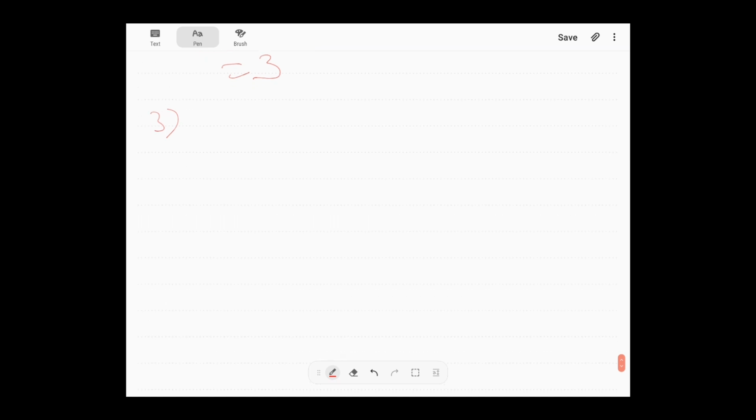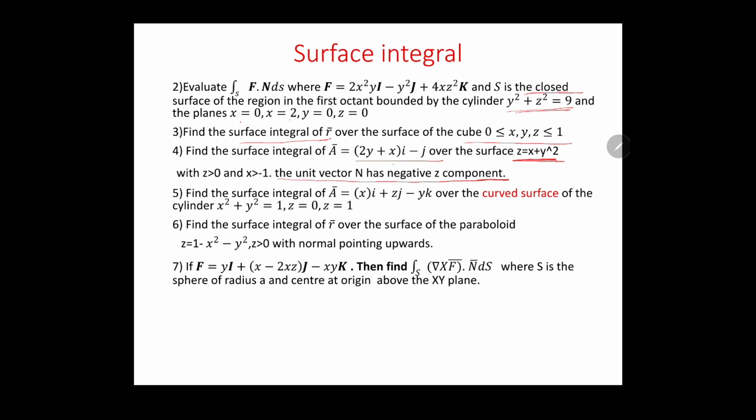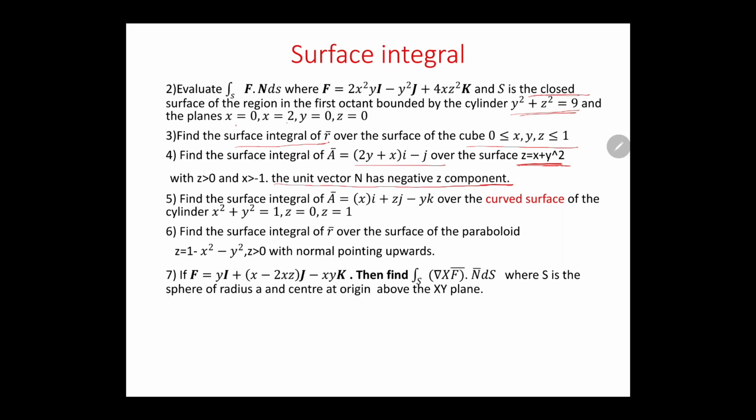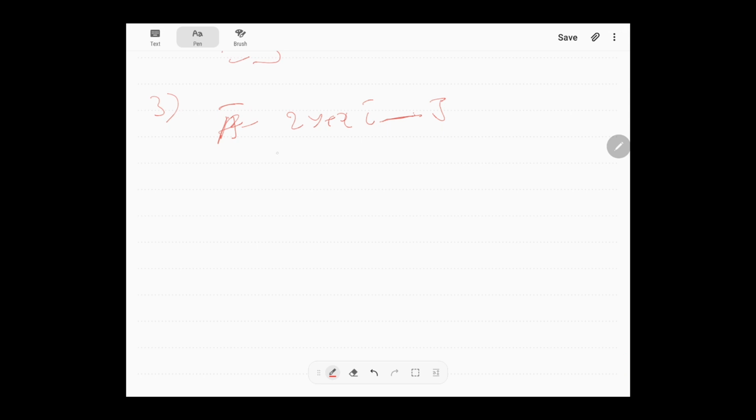Okay. So for the next problem, what is your f bar here? F bar is 2y plus x into i bar minus j bar. That is your f bar. Or of course, he mentioned that it is a bar. Yeah, a bar is 2y plus x i bar minus j bar. He used that a bar for it. And the surface S is given by z is equal to x plus y square, z is less than 0 and x is greater than minus 1. This is what he has given.